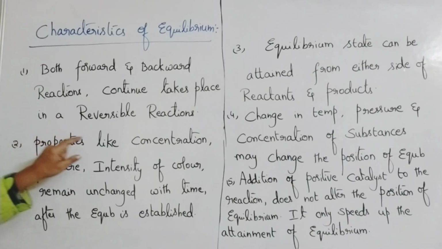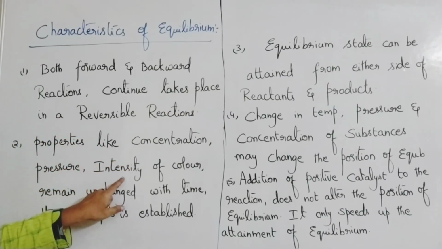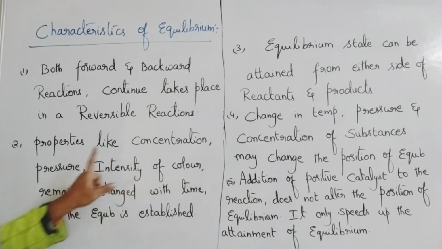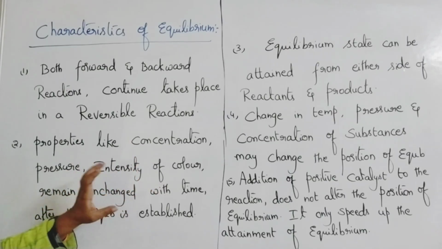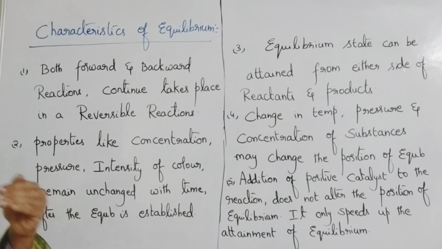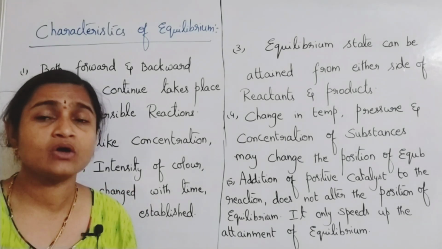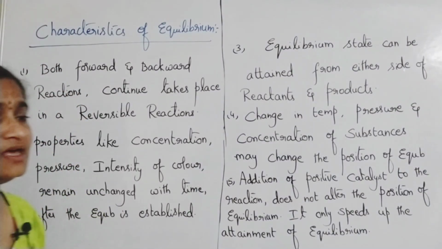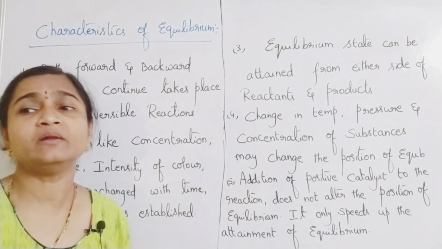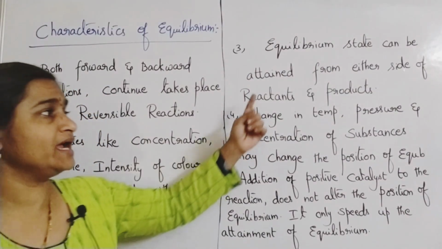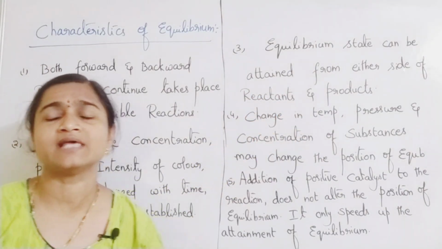And properties like concentration, pressure, intensity of color remain unchanged with time. ఓకేనా, కాన్సన్ట్రేషన్, ప్రెషర్, ఇంటెన్సిటీ ఆఫ్ కలర్, ఈ మూడు కూడా రిమైన్ అన్చేంజ్డ్ విత్ టైమ్ ఆఫ్టర్ ద ఎస్టాబ్లిష్మెంట్ ఆఫ్ ఈక్విలిబ్రియం. ఒకసారి ఈక్విలిబ్రియం ఎస్టాబ్లిష్ అయిన తర్వాత కాన్సన్ట్రేషన్ కానీ, ఇంటెన్సిటీ ఆఫ్ కలర్ కానీ, ప్రెషర్ కానీ వీటిలో ఏ చేంజెస్ అనేవి మనం అబ్జర్వ్ చేయలేమన్నమాట. సపోజ్ ఈక్విలిబ్రియం స్టేట్ క్యాన్ బి అటైన్డ్ ఫ్రమ్ ఎయిదర్ సైడ్ ఆఫ్ రియాక్టెంట్స్ అండ్ ప్రోడక్ట్స్.